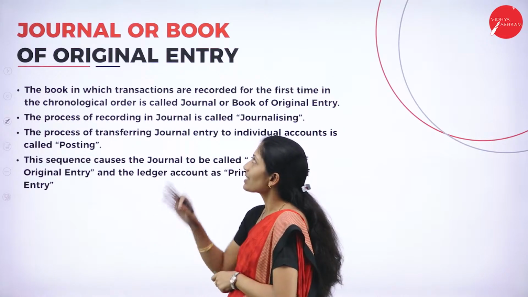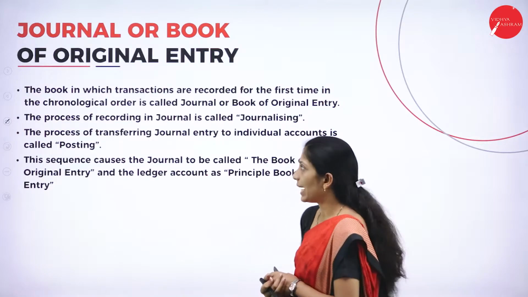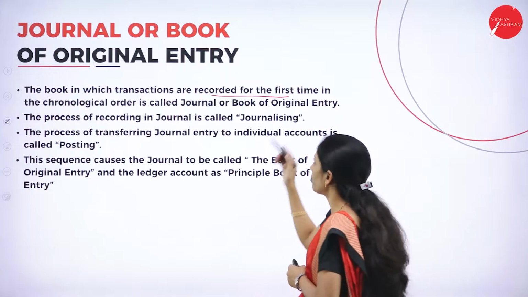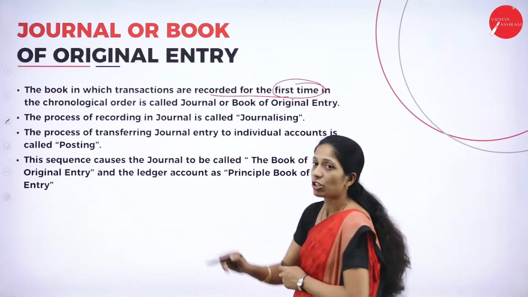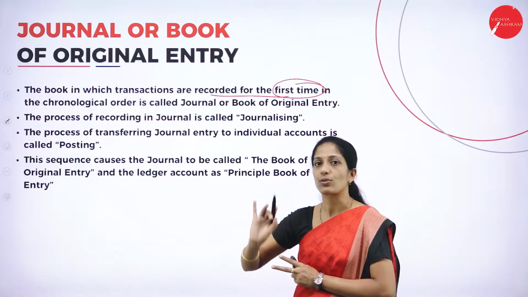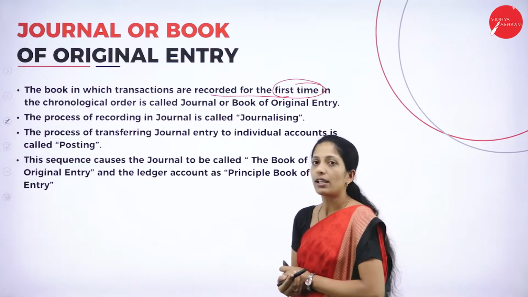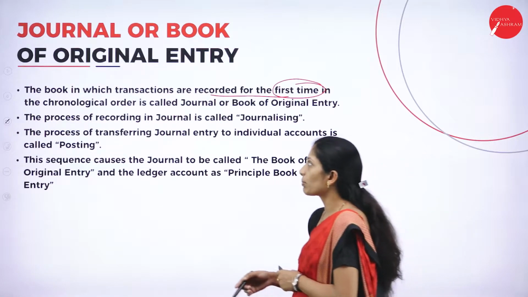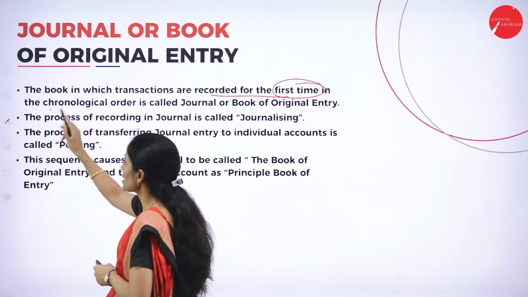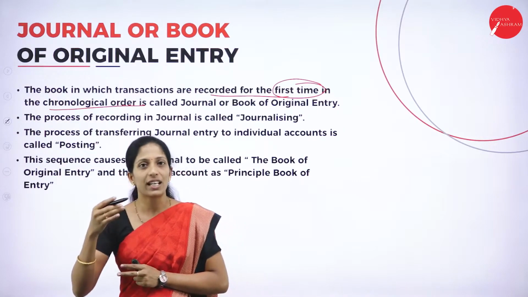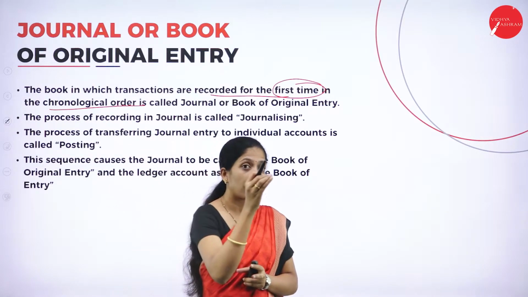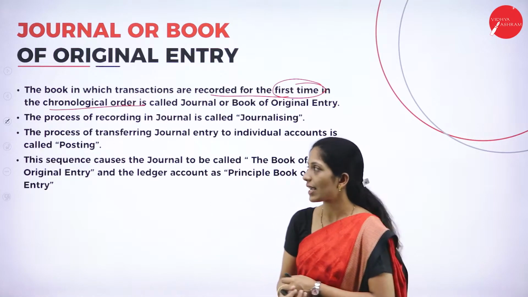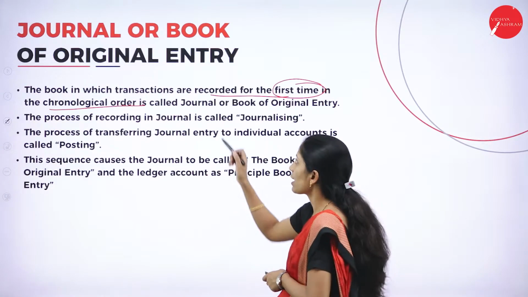Now what is this journal or book of original entry? The book in which transactions are recorded for the first time. Remember, we record the transaction for the first time in a book, which is called what? Journal. So it is the recording of transactions for the first time in chronological order. Now what do you mean by chronological order? That is date wise. As and when it has taken place, in the same date order, we are going to record those transactions in a particular book, which is called what?